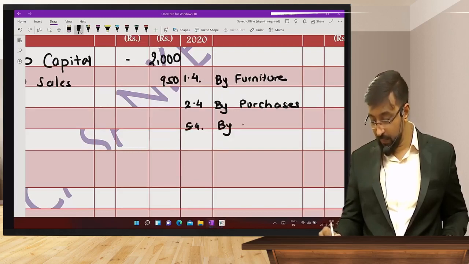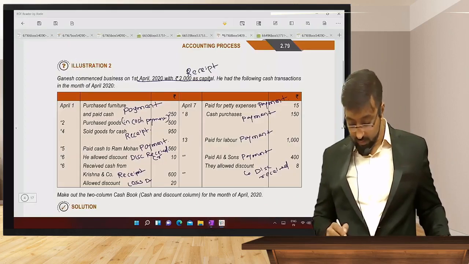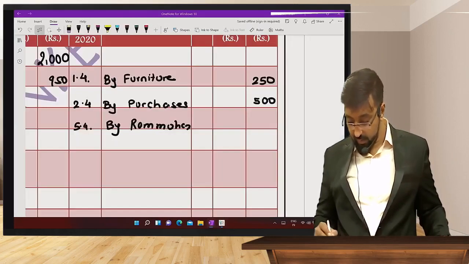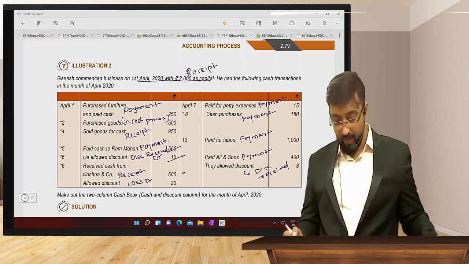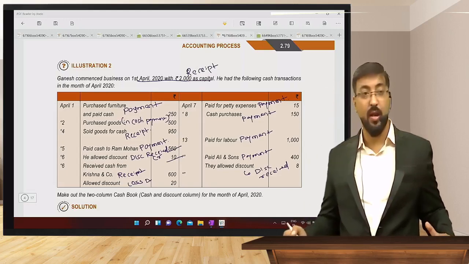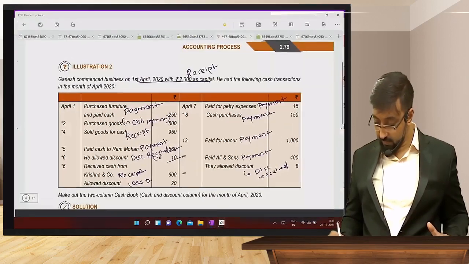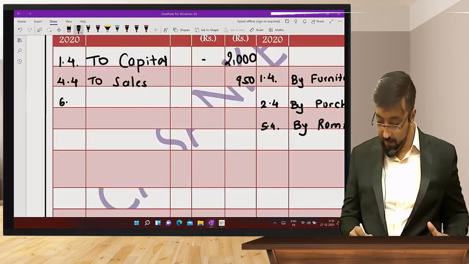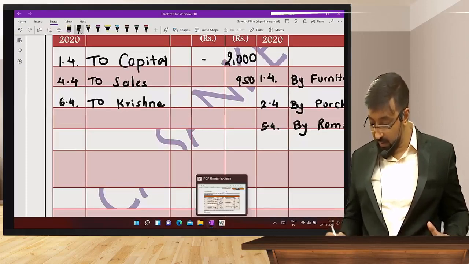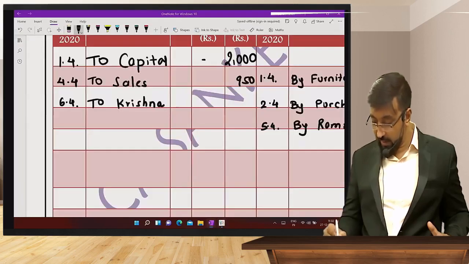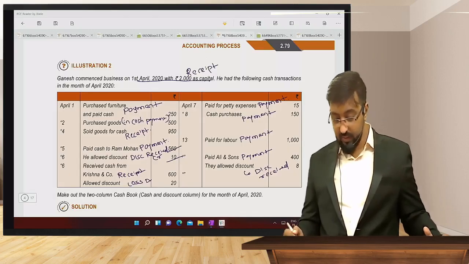April 5th, by Ram Mohan. And in that only, yes, you will record 560 and 10. So first 10 and then 560. Correct? Received cash from Krishna. So cash to Krishna. Date: 6th April, to Krishna. And amount, tell me. 20 and, very good, 600. Easy.